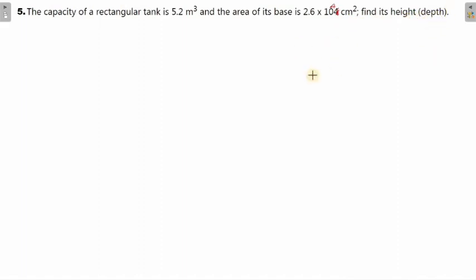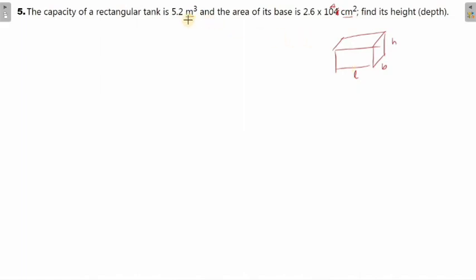So see here carefully. If I draw a rough diagram out here, then this is your length, this is your breadth, and this is your height. All of you are quite aware of this, right? Now it is given that capacity of the rectangular tank is 5.2 meter cube. So here we are given in meter cube and here it is given in centimeter square. Okay, so we will try to convert the unit.